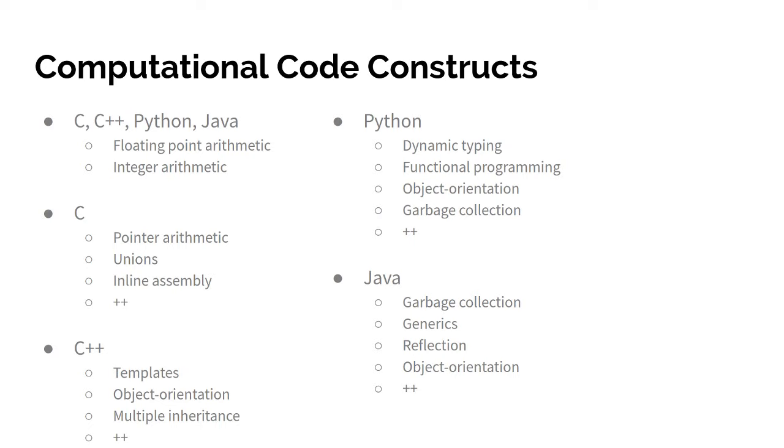Some characteristic features of C are pointer arithmetic, unions, and inline assembly. Some characteristic C++ features are templates, object orientation, multiple inheritance. Some characteristic features of Python are dynamic typing, functional programming, object orientation again, and garbage collection. Java also has garbage collection. It also has generics, reflection, and also object orientation.